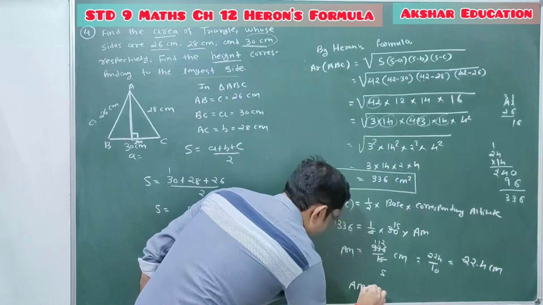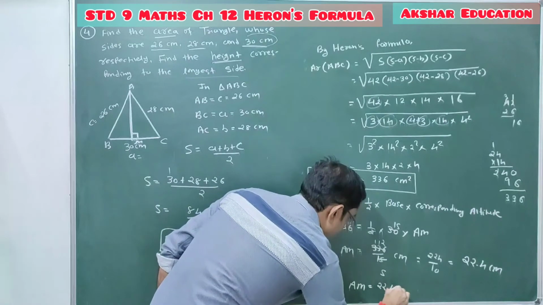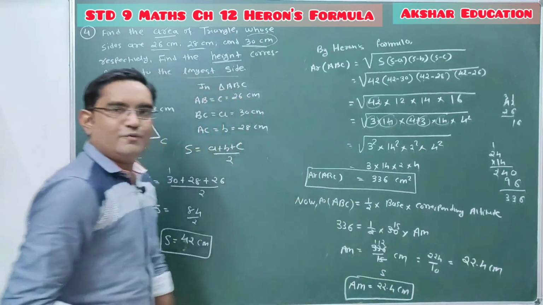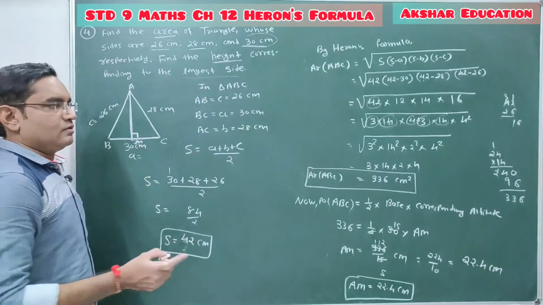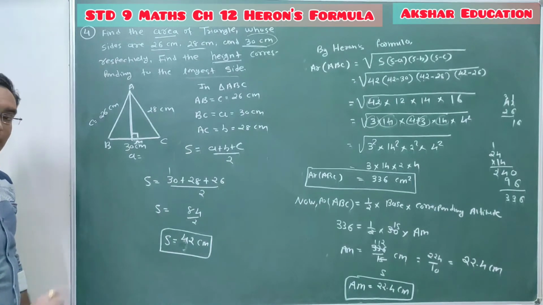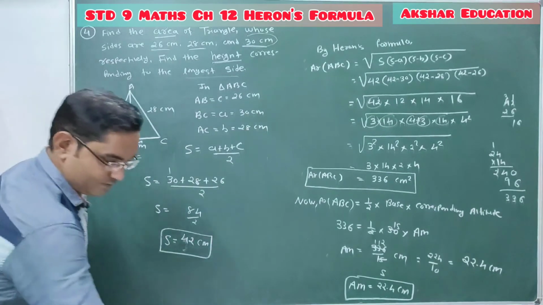Corresponding altitude, that is the height of the triangle. The answer is 22.4 centimeter. Clear students? So this is how you can solve your question number 4. Pause the video and again note it down in a neat and clean manner.